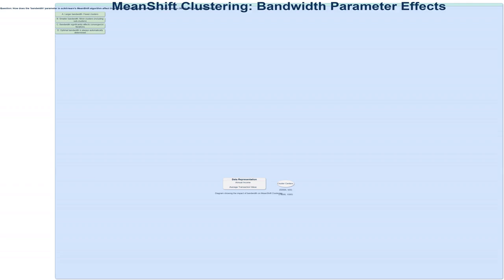This section title sets the stage. We're diving into the core concept: how the bandwidth parameter in the mean-shift algorithm impacts the clustering results. It's all about understanding how the size of the search radius affects which data points get grouped together. Get ready to explore. Here's the central question of our exploration. We'll uncover how the bandwidth, a key parameter in the mean-shift algorithm, influences the outcome of our clustering process. We're looking at the cause and effect of bandwidth on the number of clusters formed.